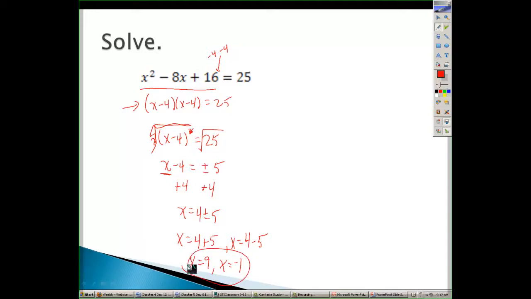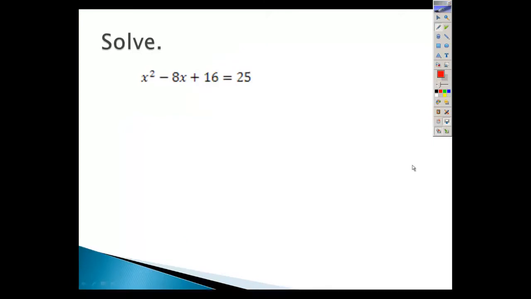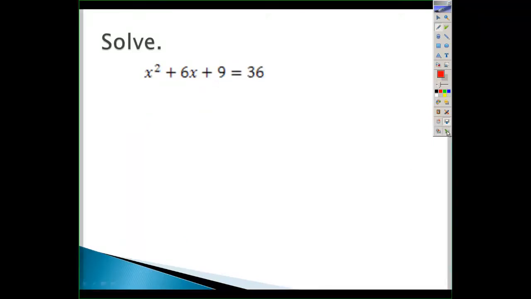I'm going to tell you again, this is a very important skill for what's going to come up later in this chapter. So today we're going to practice solving these equations by factoring and square rooting both sides, and then solving for the variable. Once again, I'm telling you right now, they're all perfect trinomial squares.